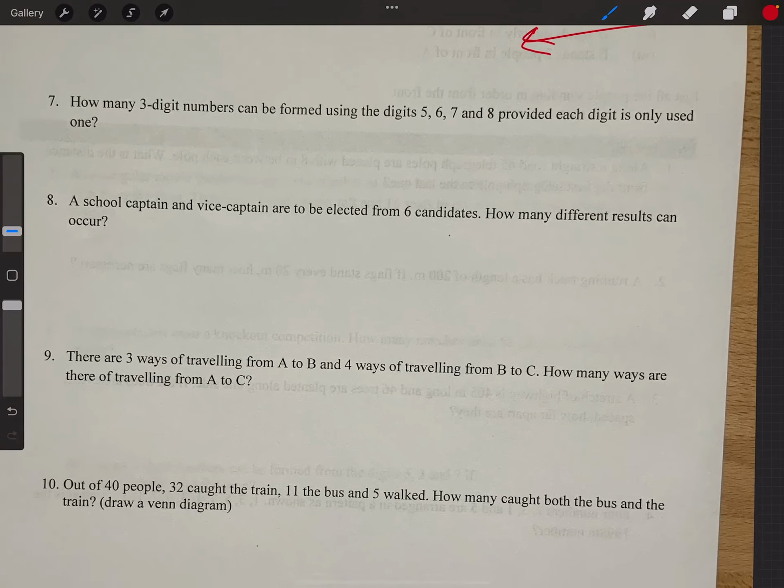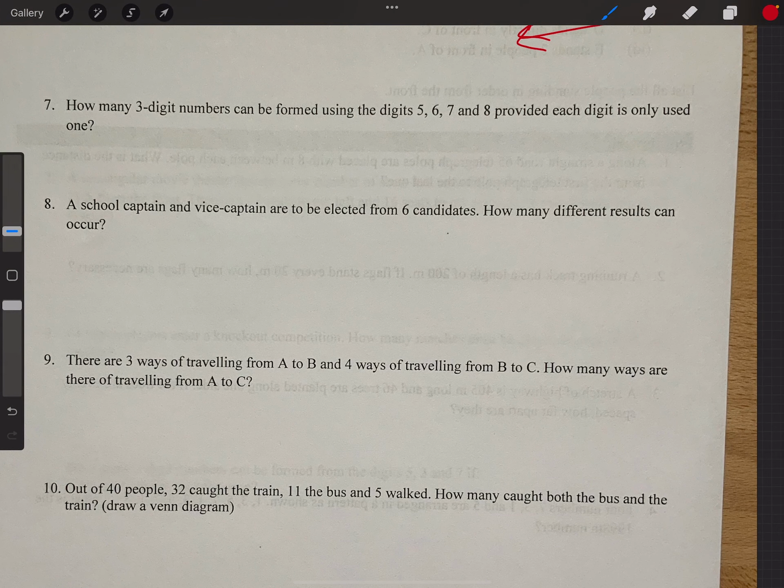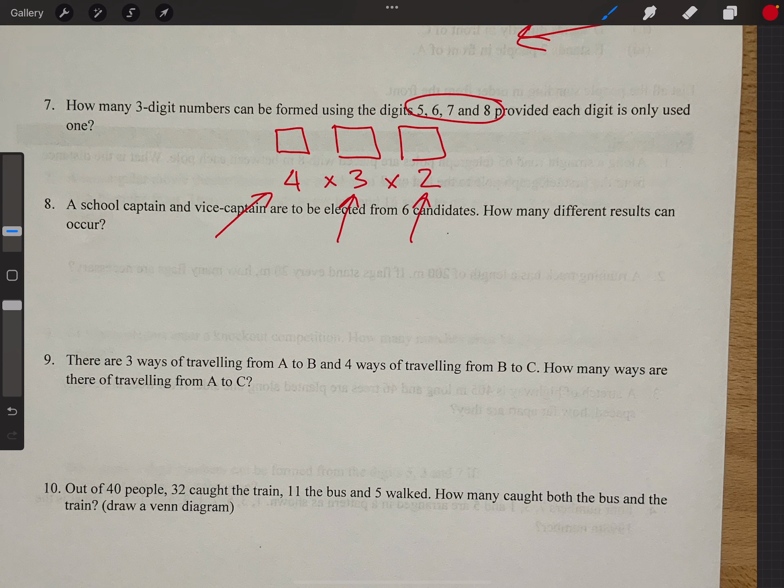Alright, question 7. How many 3-digit numbers can be formed using the digits 5, 6, 7, 8, provided each digit is only used once? Okay, so here you got a 3-digit number. How many digits can I use for this one? Well, we got 4 numbers, so 4. Once I use it, can I repeat it? Can I use the same digit? No, I can only have 3 left to use, so that's 3. And then after I use 3, there's only 2 left. And what do we do to these numbers? To get all the possibilities, we multiply them. So you multiply that and you get the answer.